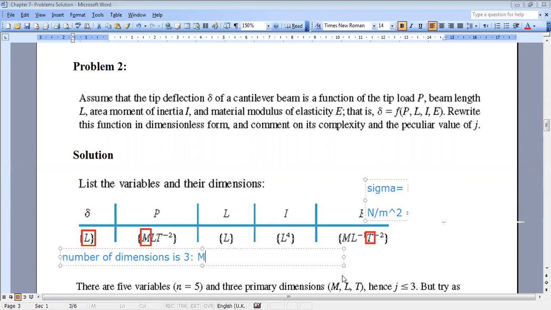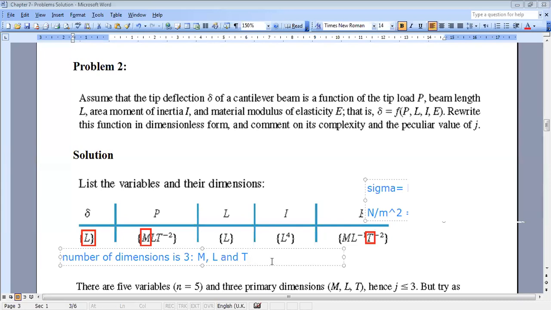So M, L, and... Doctor, is it always going to be 3? No, we will see that it is not always 3. Sometimes you have temperature also. We will have a problem with temperature. So if you have temperature in addition in your dimensions, they become 4 instead of 3. Okay. So the number of dimensions is 3, M, L, and T.